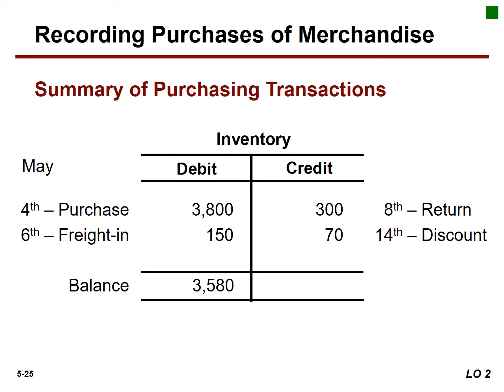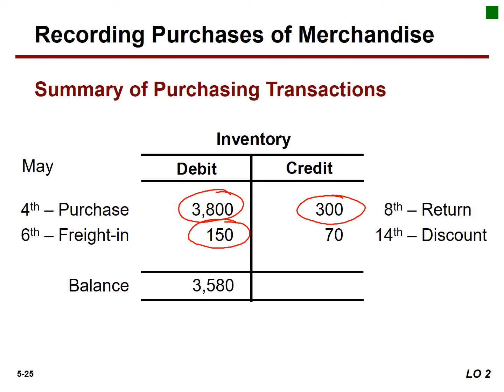This slide shows the summary of the transactions related to inventory that we just recorded. When we bought our inventory, we debited our inventory for the $3,800. When Sauk Stereo had to pay the freight charges, that increased the cost of that inventory by $150. Of course, on the 8th of this month of May, $300 worth of goods were returned.